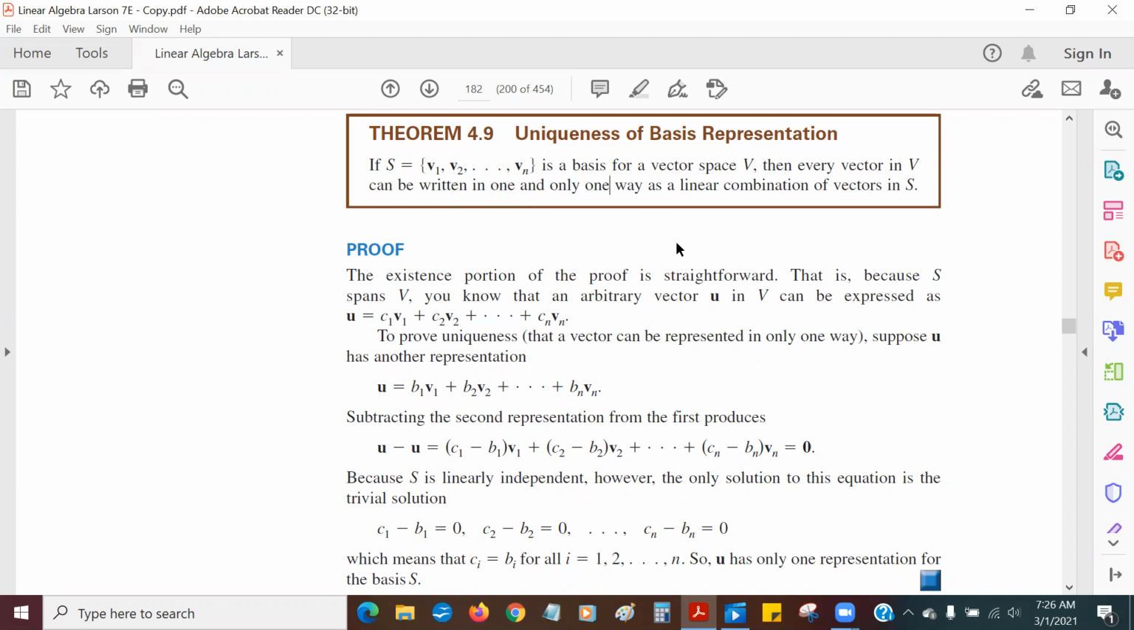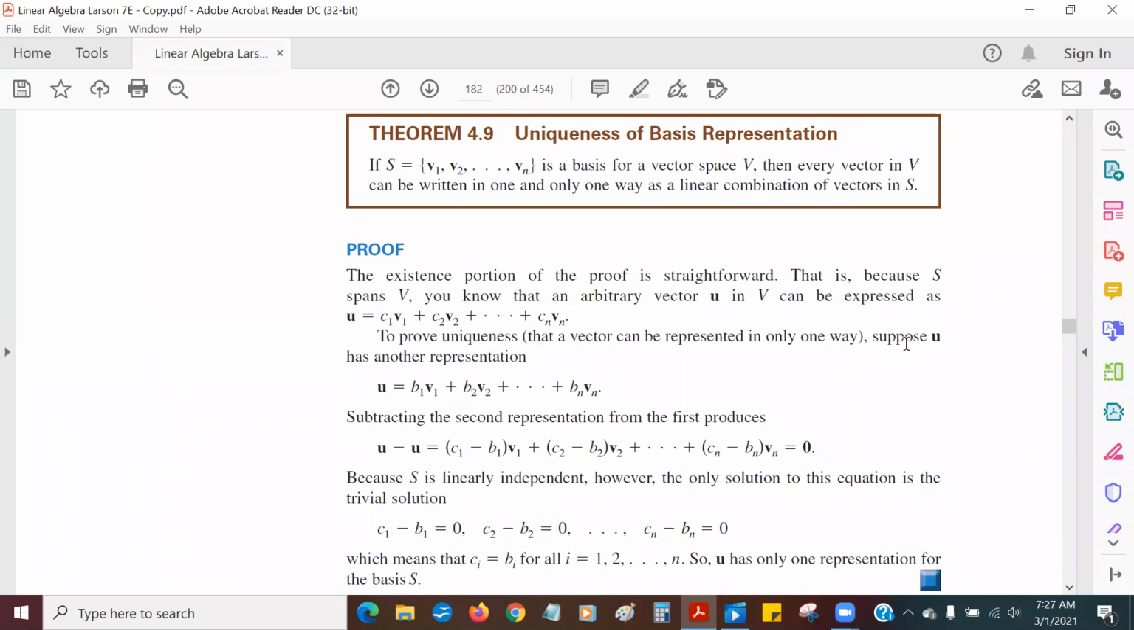So any arbitrary vector U can be written as a linear combination of V1, V2, V3, and so forth. Basically, the existence part comes from just the definition of a basis, that it spans the vector space. The hard part to prove is the uniqueness part. That's the real challenge, so let's do that. To prove the uniqueness part, meaning that a vector can be represented in only one way, not more than one way.